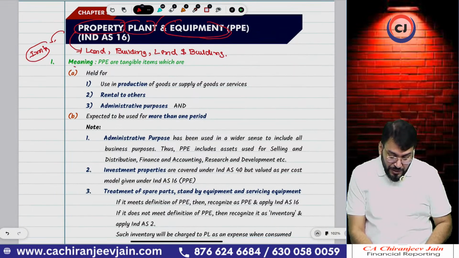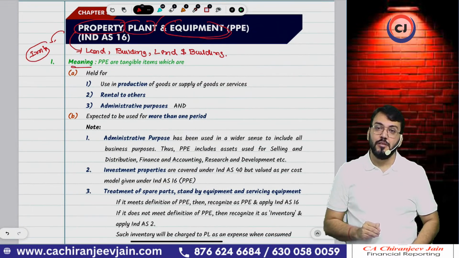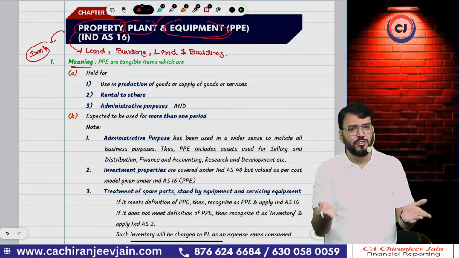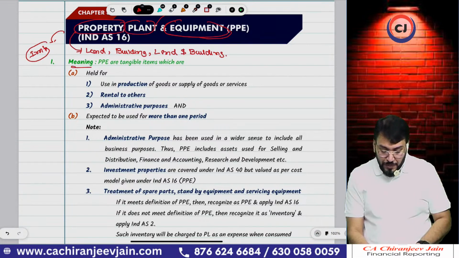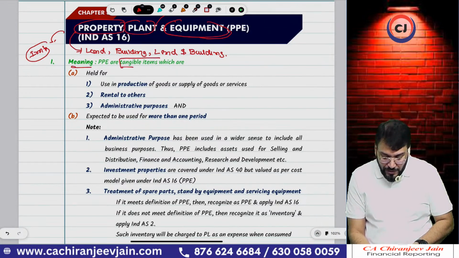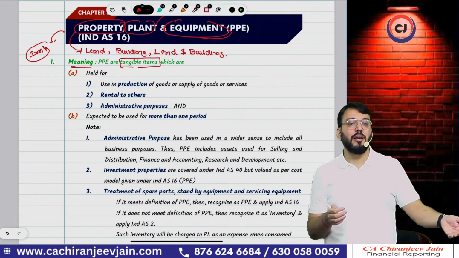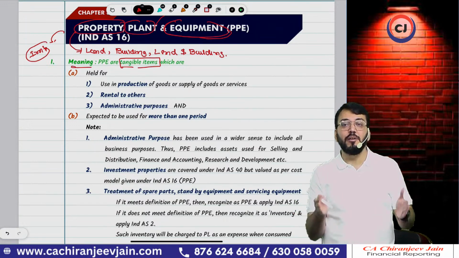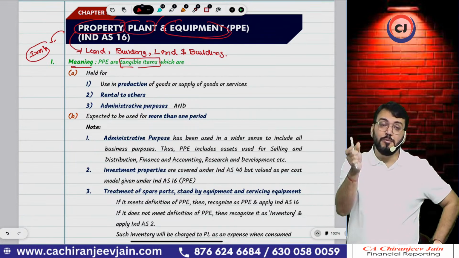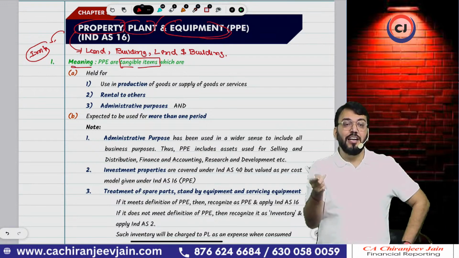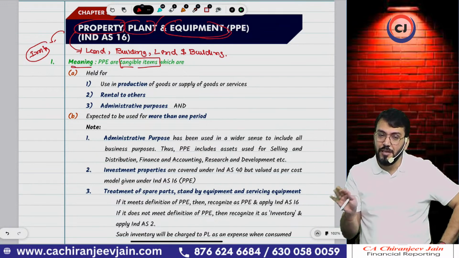Now, first, what is the meaning of property, plant, and equipment? So we'll call it PPE. PPE is a general term, can be used in the exam also. So PPE are tangible items. Of course, we are discussing tangible items, but all tangible items are not PPE, as we have done inventory. Inventory is also a tangible item, but not PPE. So which tangible item will be PPE? They have given two conditions. Both the conditions satisfied, then it is a property, plant, equipment.